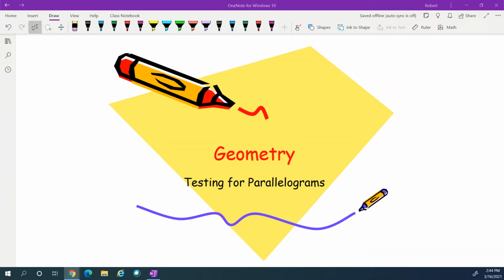So in the previous section, we learned the 5 properties of a parallelogram. In this section, we want to identify if the shape we're working with is a parallelogram. So basically, we're just going to test or confirm whether those properties exist in the shape that we're working on.